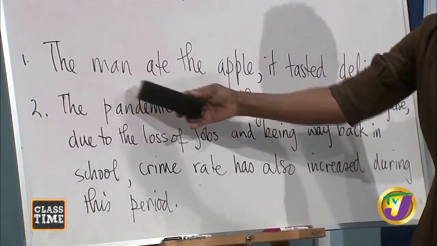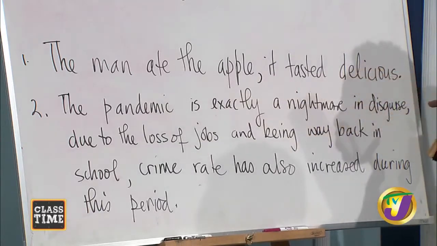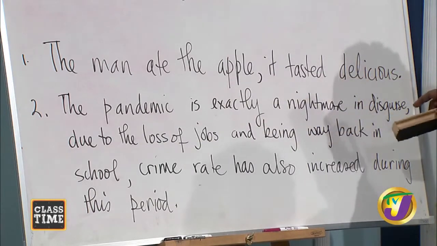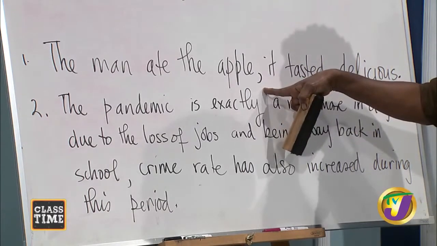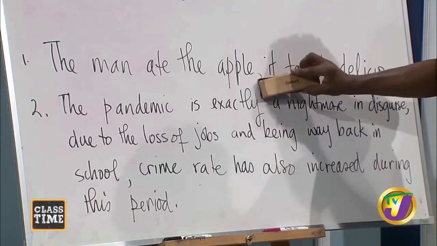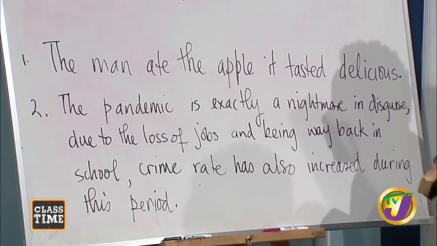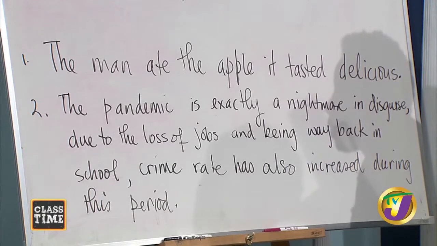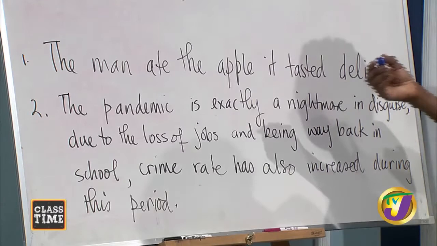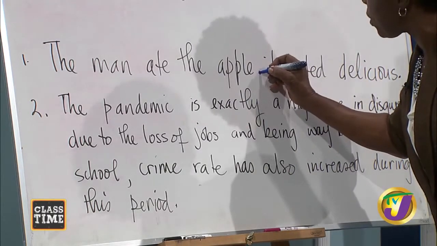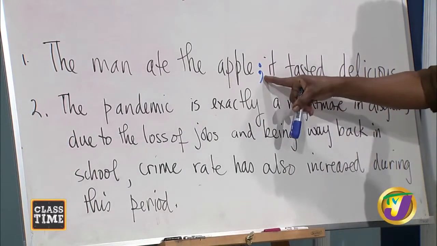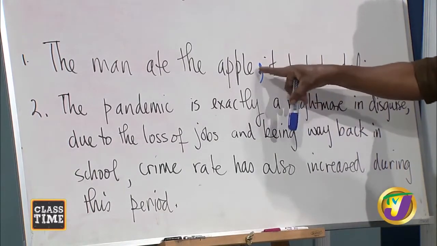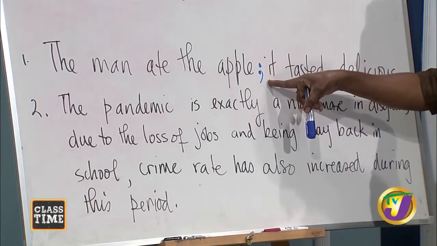So it says, the man ate the apple, it tasted delicious. So the end of the first independent thought is at apple. Okay? So I'm going to erase this. All right? And what should I put there instead? A semicolon. That's what you need to know today. So I'm going to put the semicolon there. Remember how the semicolon is written? Dot and curve. Okay, the semicolon.